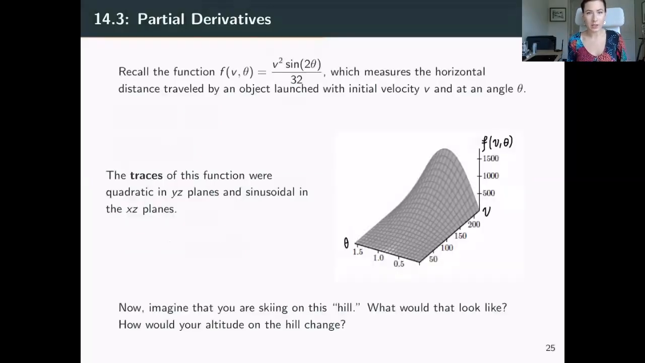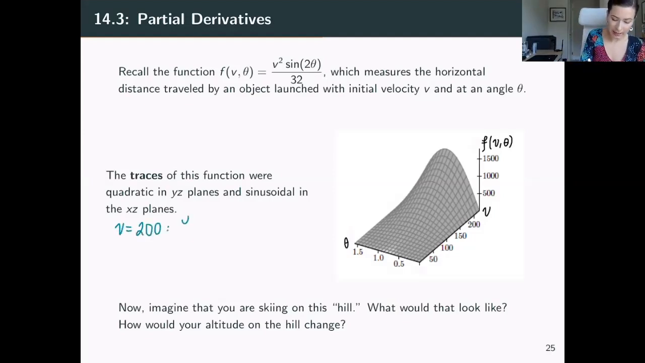Okay, so to start things off, we're going to return to that original function f of v, theta, which was measuring the horizontal distance traveled by a launched object with initial velocity v and at an initial angle theta. When we first encountered this function, we were looking at it in terms of traces. What we defined as a trace was when we fixed a certain variable at a certain value. So for example, we could look at the trace when v was equal to, say, 200.